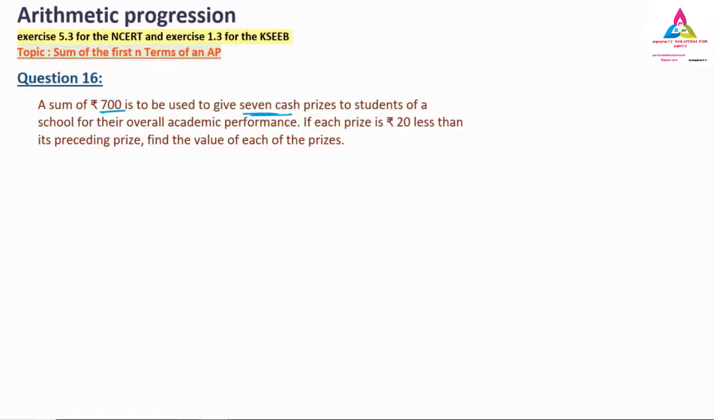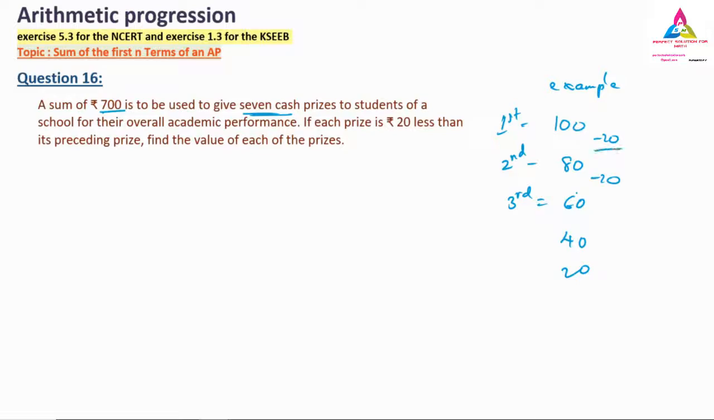For example, I am taking for understanding purpose, if they give 100 rupees for the first prize, then for the second prize they will give 20 rupees less, that is 80. Then the third prize is 80 minus 20, again 60. So next will be 40, 20, and so on. Like this way they will give the prize amount. Understood? So 20 rupees less for each term.